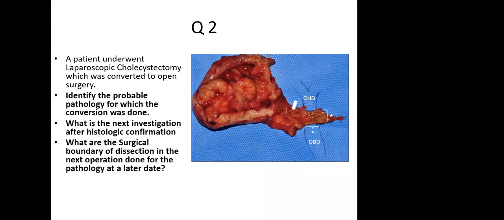Doctor, what is the extent of the nodal dissection that you will do if you are planning to do a radical cholecystectomy? Sir, up to pancreatic. Where do you begin and where do you end? Or what are the boundaries of the nodal dissection?